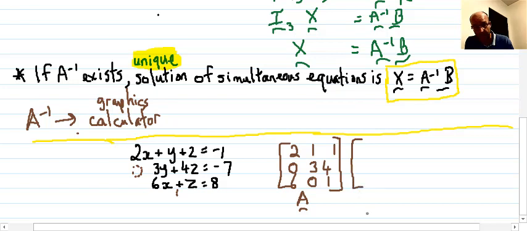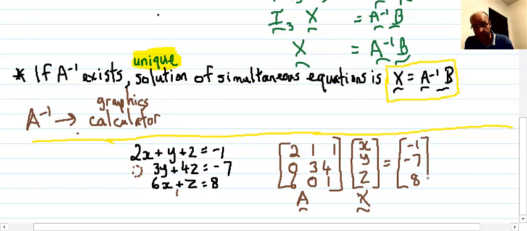Okay, and then we have our x, which will be the solution. It's our values for x, y, and z, so we put in our 3 variables, because that's what a solution is: finding the value of the variables for this particular system of equations, a unique solution. And then the answers to each. Okay, so we've got b, that's what they're equal to.